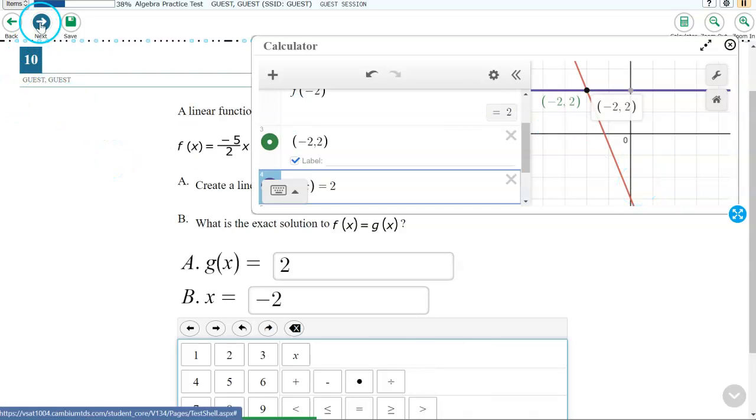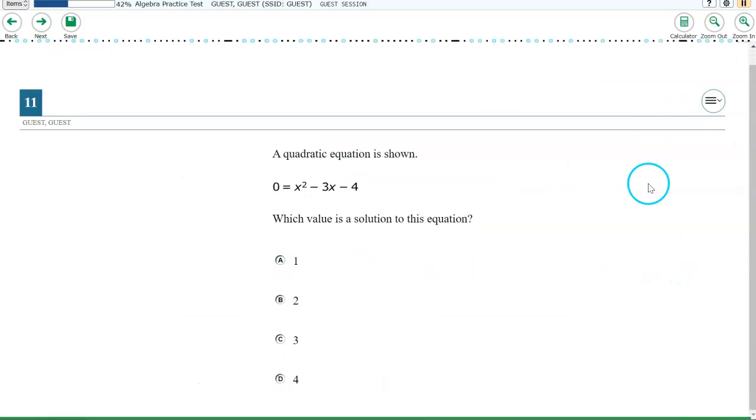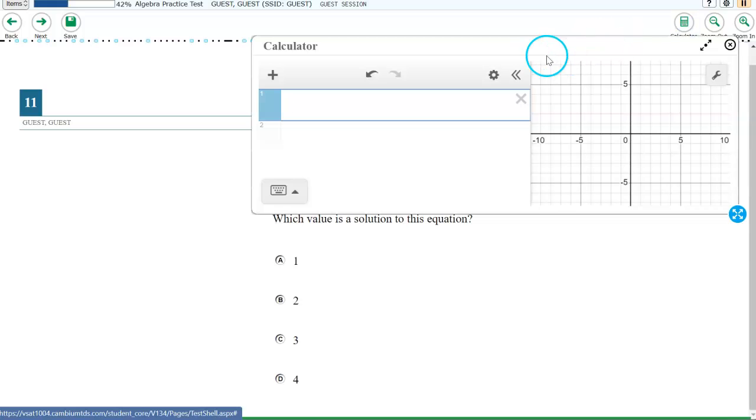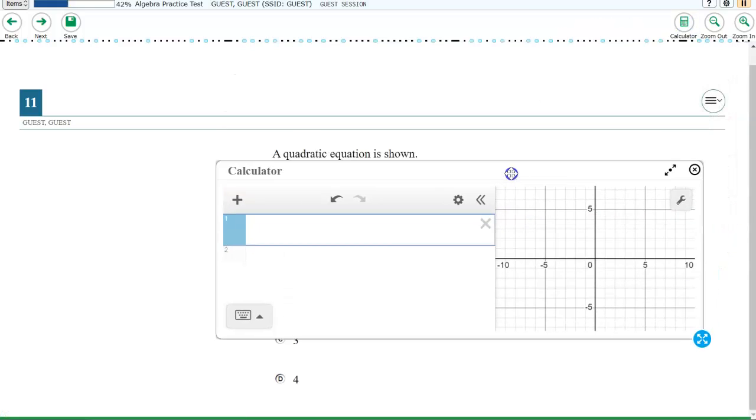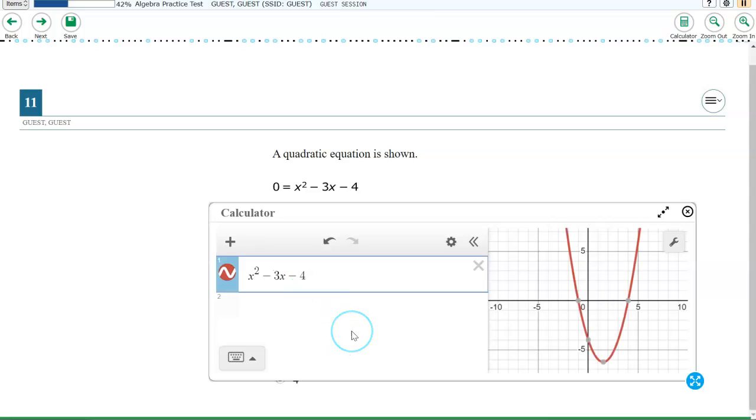All right, the next one I'm going to do is 11, so let's click next. We're given a quadratic equation. We do have some limitations here, but this one's not too bad. First, the limitation is you cannot type an implicit equation like 0 equals. We can't put that 0 equals. If we do, it's going to give us an error message, but you can just put the parabola. If you just type this function, you have your parabola.